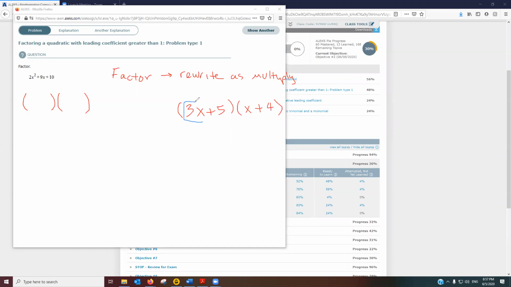What that means is take this first expression here, 3x, and let it multiply each one of the quantities in the second parenthesis. So 3x times x is 3x squared. And then 3x times 4 is 12x. Now I come back and do the same thing with this 5. I let the 5 multiply the x, that's 5x. And then I let the 5 multiply the 4, that's 20. Then I combine like terms, so I end up here with 3x squared plus 17x plus 20.